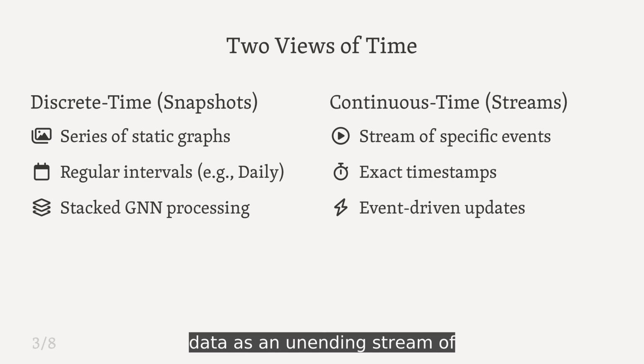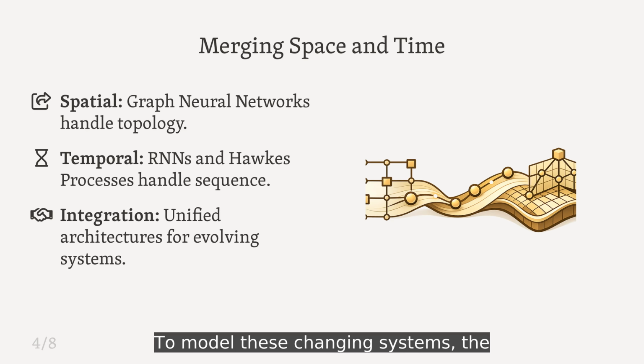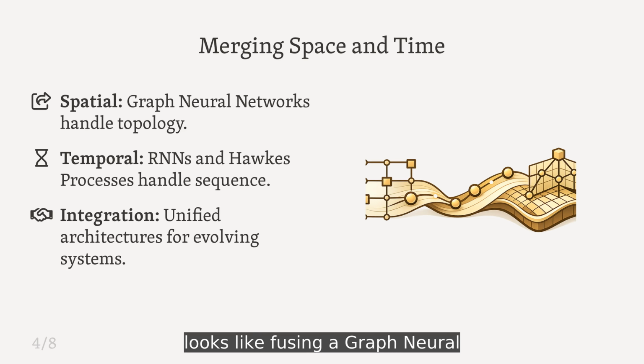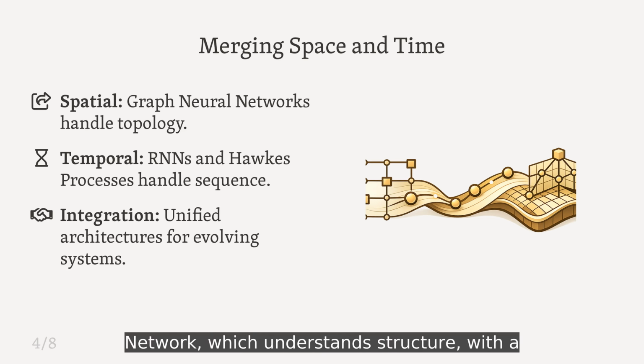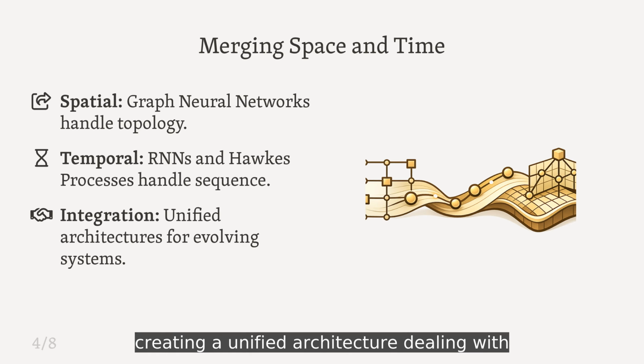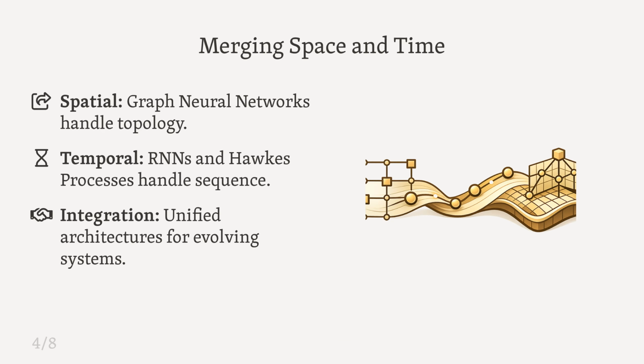to the exact millisecond. To model these changing systems, the researchers describe methods that combine spatial aggregators with temporal updaters. This often looks like fusing a graph neural network, which understands structure, with a recurrent neural network, which understands sequence, creating a unified architecture dealing with space and time simultaneously.